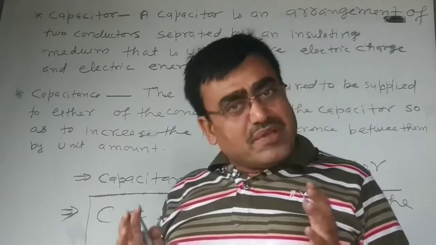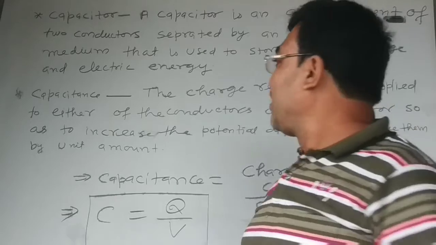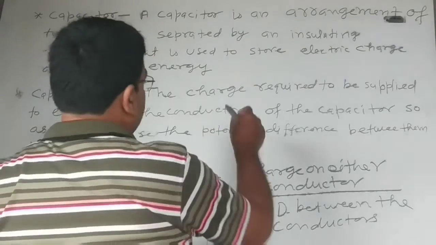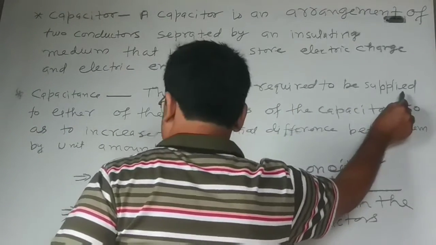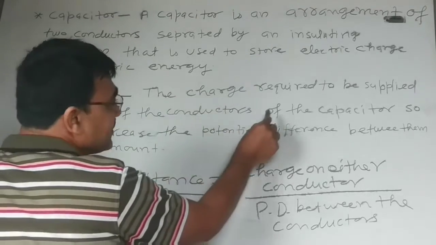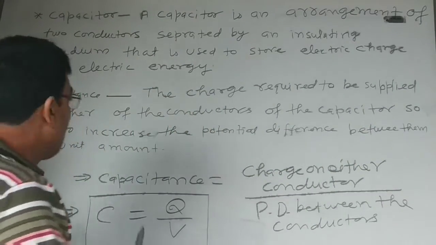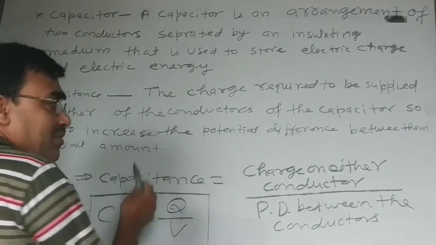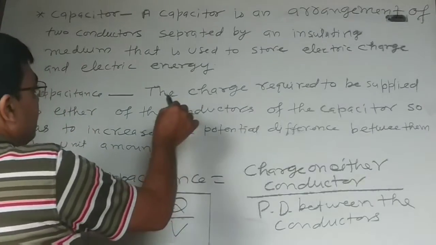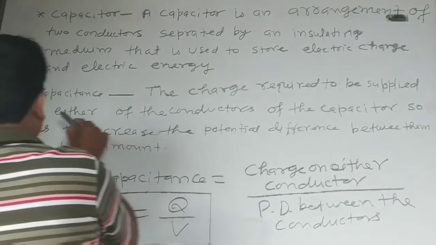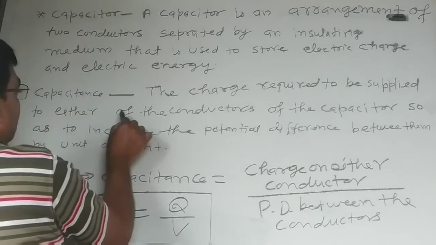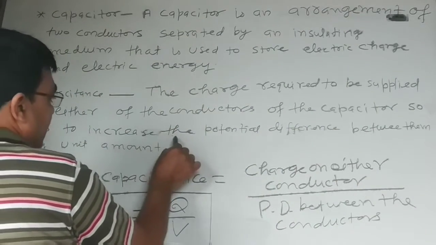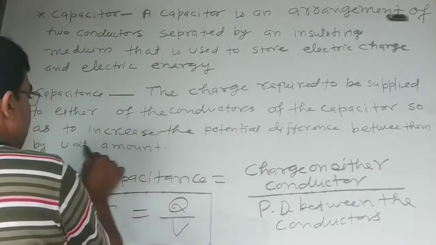In capacitor, capacitance is present. What is capacitance? Capacitance is the charge required to be supplied to either of the conductors of the capacitor so as to increase the potential difference between them by unit amount. Again we repeat, the charge required to be supplied to either of the conductors of the capacitor so as to increase the potential difference between them by unit amount.